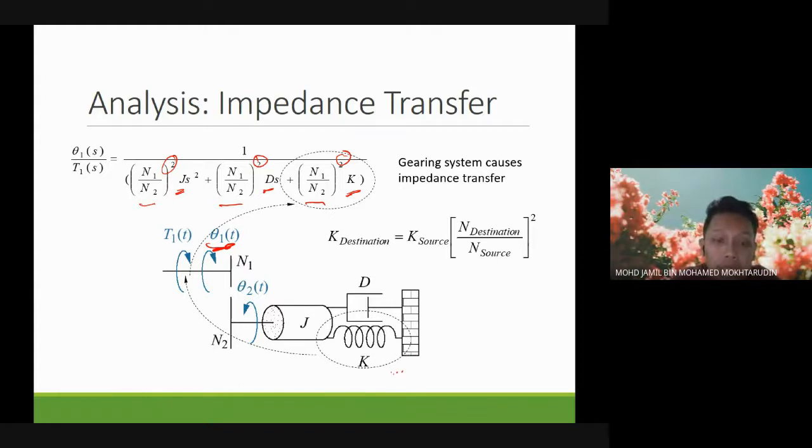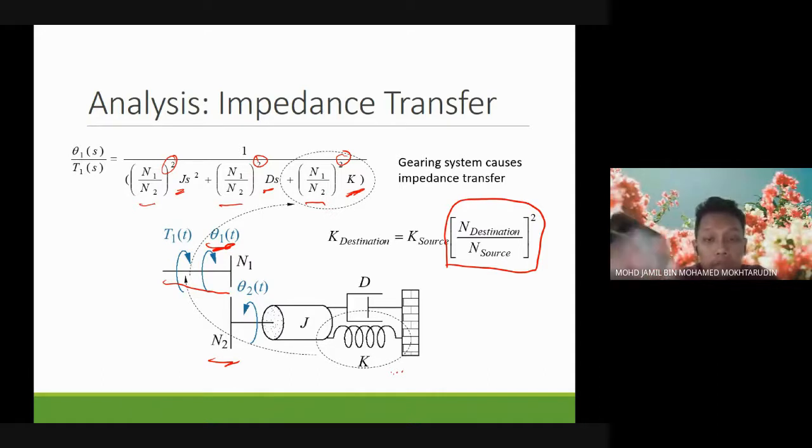So we bring K to the other side, multiplied by the gear ratio. The N destination will be the N on the shaft with theta 1, and the N source will be the N on the shaft with K, or with the things that you want to transfer. So that's why you get K from the source and then multiply by the gear ratio squared. So there's a square here.